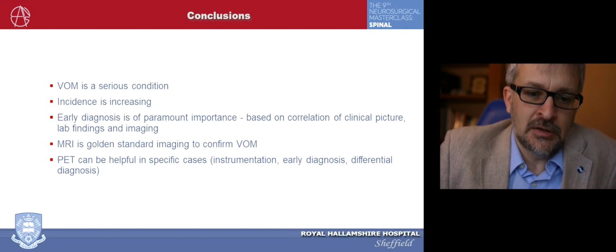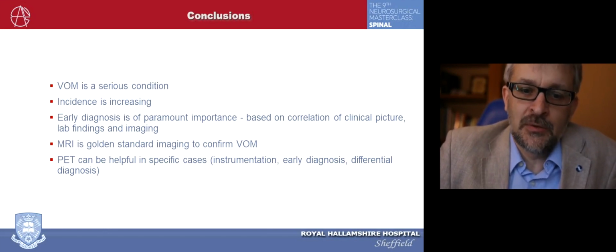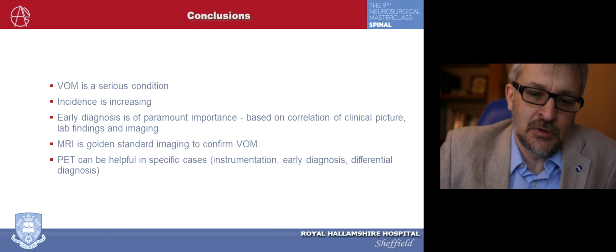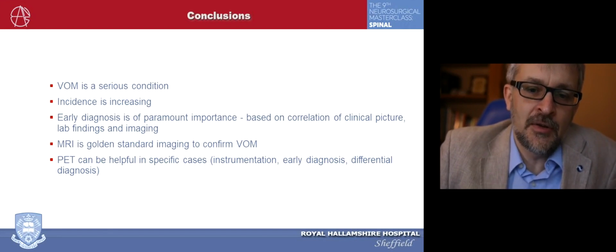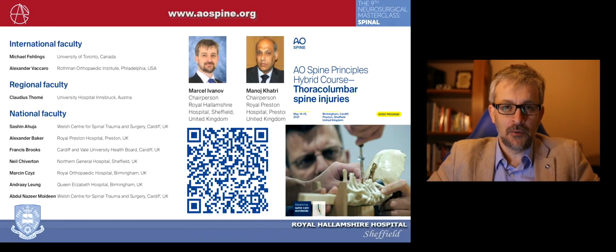MRI scan is a gold standard imaging for confirming vertebral osteomyelitis, but PET scan can be helpful in specific cases, especially when the patient had some instrumentation, or in early stages, the first 2 weeks, when PET is much more sensitive than the MRI scan. Of course, it is impossible in 15-20 minutes to teach everything about spinal infection.